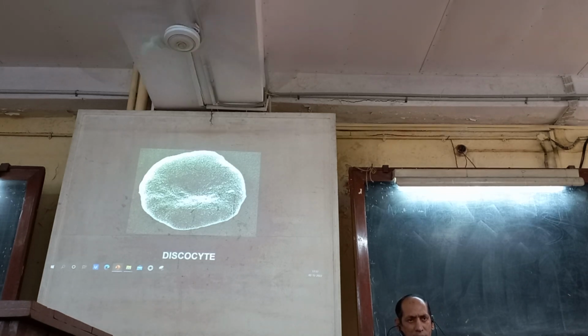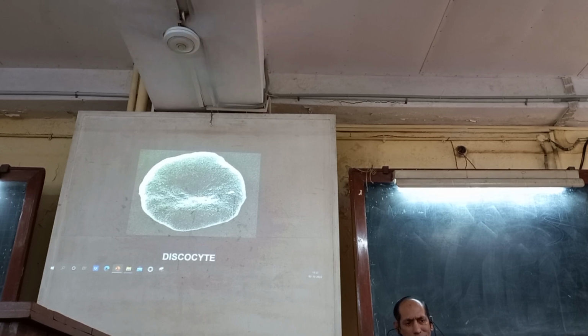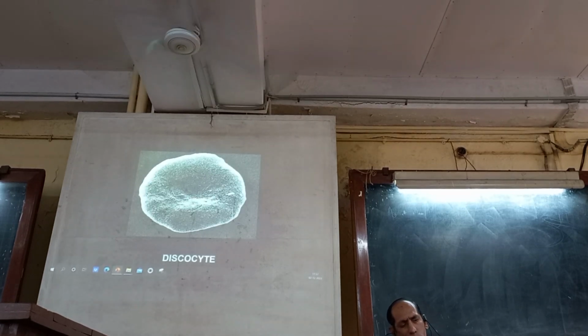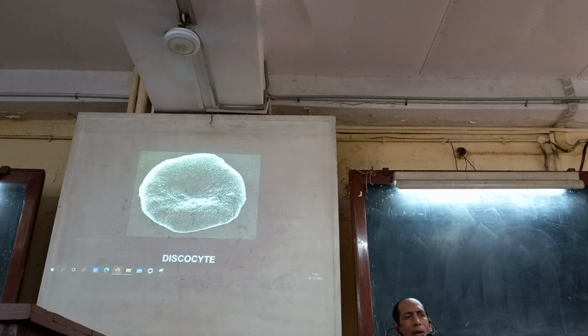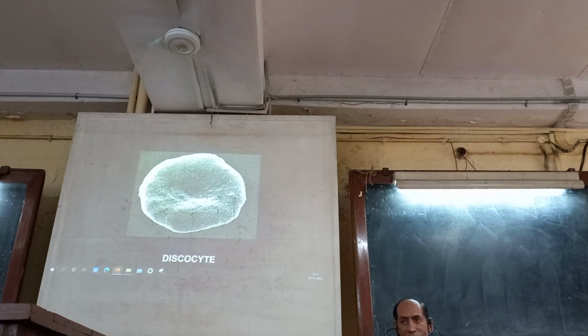The thickness on an average is 0.5 microns, an average thickness. But on the sides it is more, in the center it is less. The average is 0.5. So the side can be around 2 microns also. The center is extremely thin.